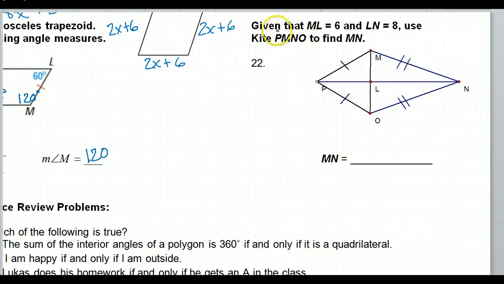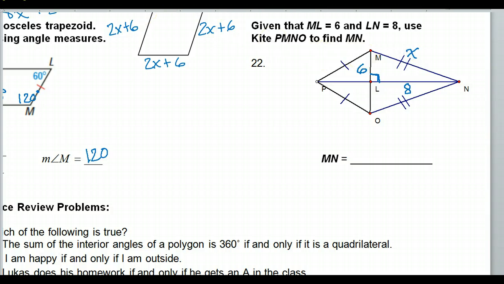Number 22. ML is 6 and LN is 8. So ML is 6. Let's put that in there. LN is 8. This is a kite. You can tell because of the consecutive sides that are congruent. In a kite, the diagonals are perpendicular. Same with a rhombus. So I know that's going to be a right angle. We're supposed to find MN.